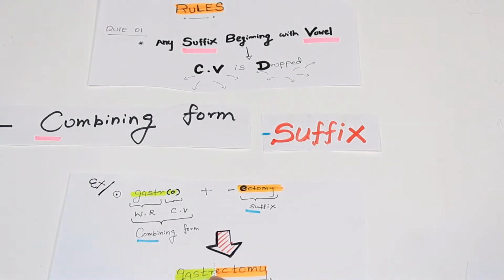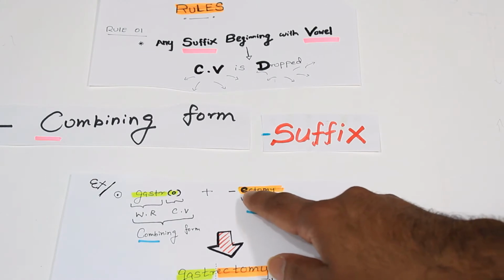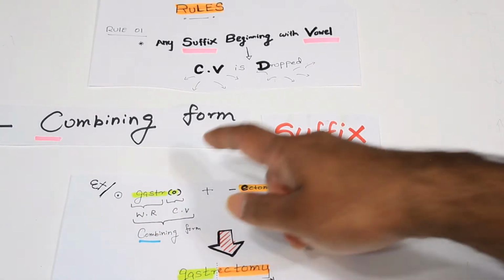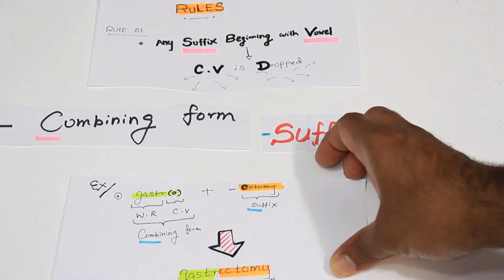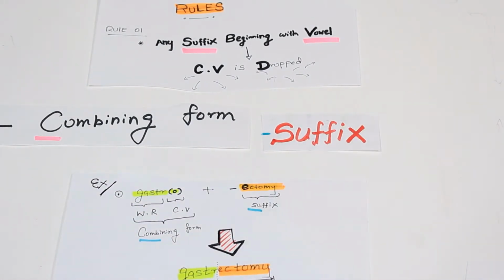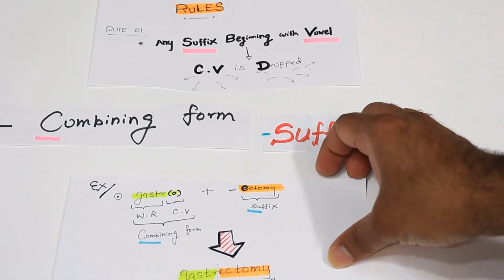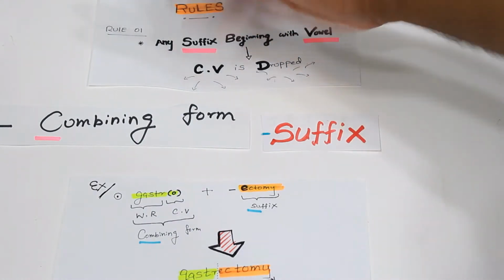So gastr is retained, and the O is lost. We end up with gastrectomy. Gastrectomy means excision of something related to the stomach. Okay, so rule 1 is done.